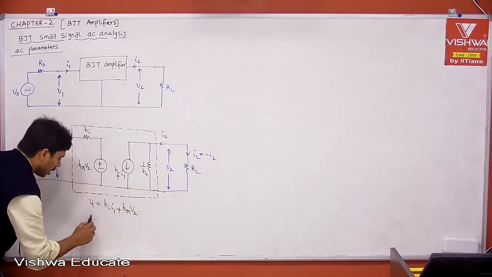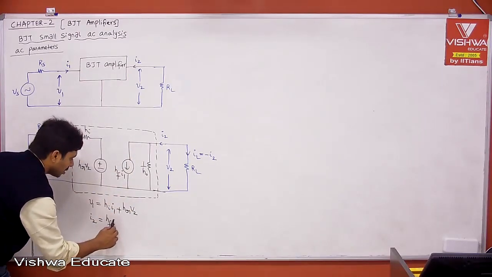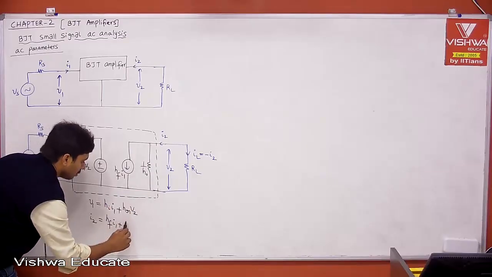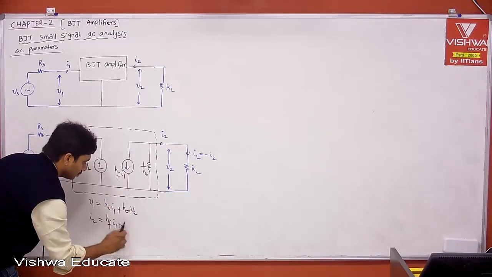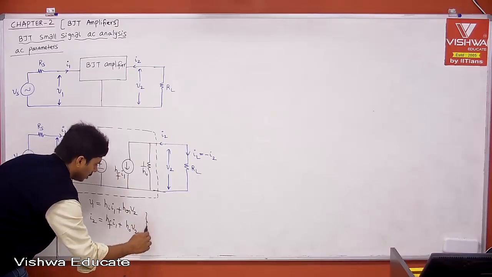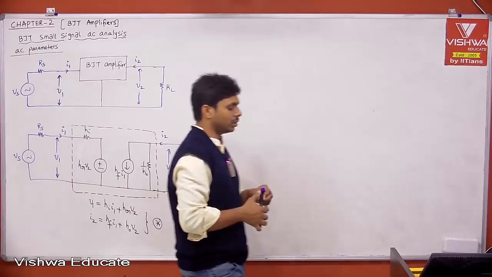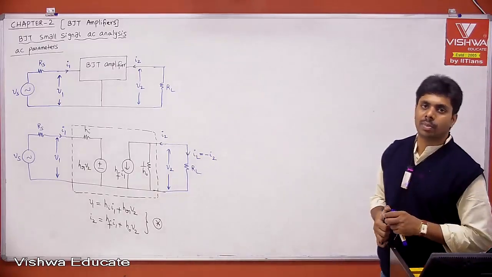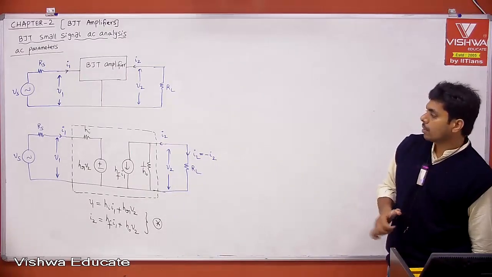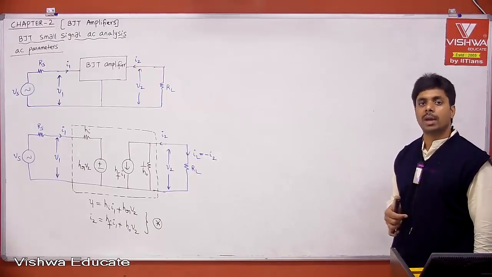Similarly, what is I2? I2 is equal to HF into I1 plus HO into V2. This is the H parameter model equations only. This is what you can say equation star. Those things we use to calculate our AC parameters mathematically. Remember, we are doing mathematical analysis using the two-port network H parameter model.